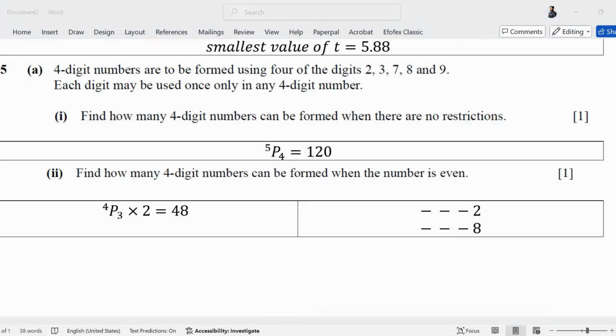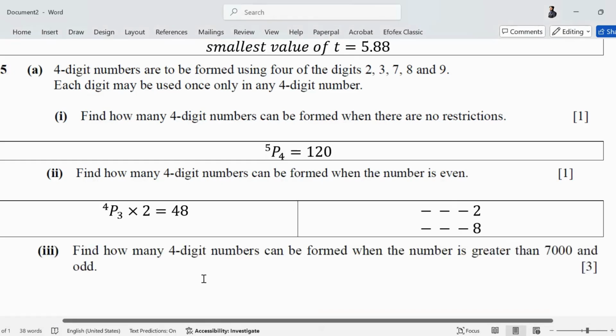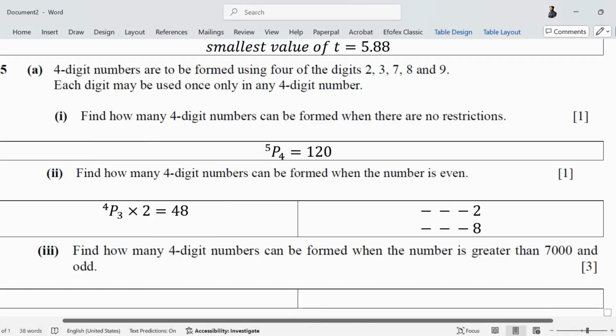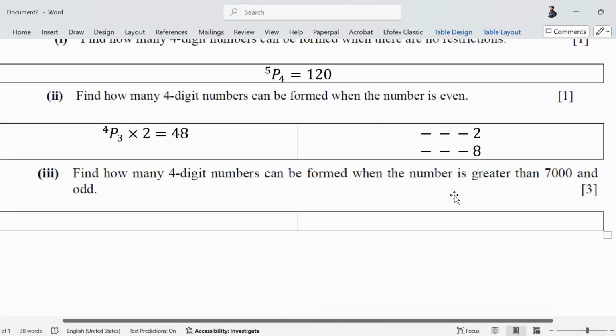Part 3. Find how many 4-digit numbers can be formed when the number is greater than 7,000 and odd. Now they have put us with 2 conditions. The number has to be greater than 7,000, it has to be odd, and it has to be a 4-digit number.